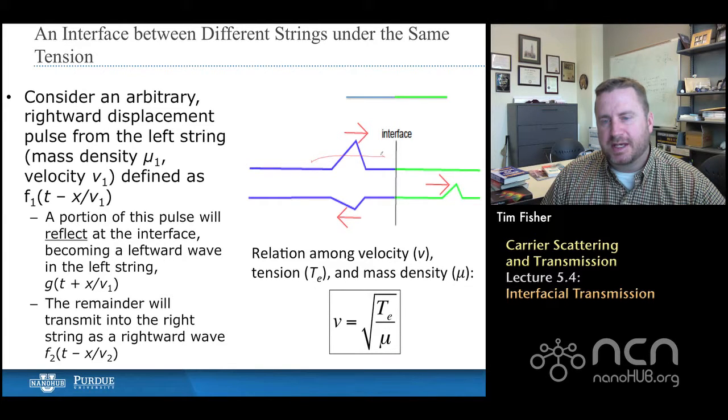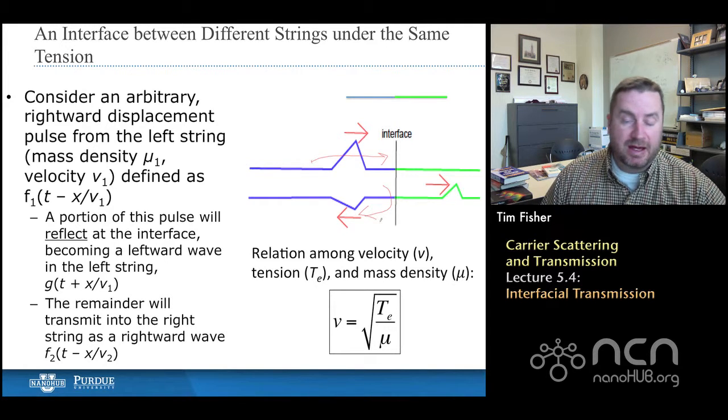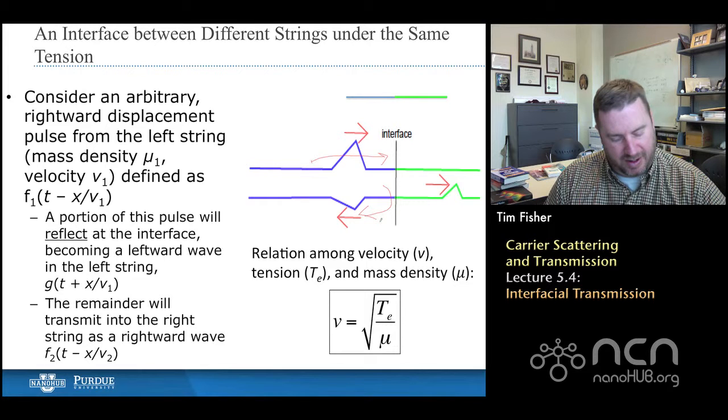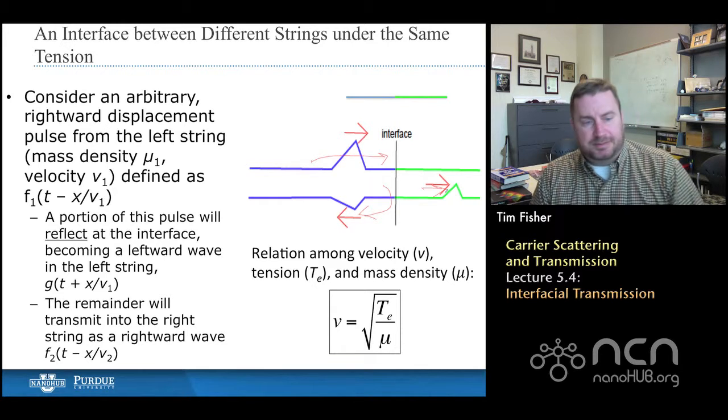So what we're interested in here is a wave that's moving from left to right, and it's only in one of the strings, and then it sees this interface. What happens is that part of the wave reflects, so it goes back to where it came from. And then part of it will transmit into the right-hand string, which is a different material. That's the green.